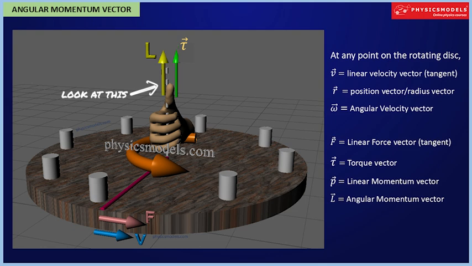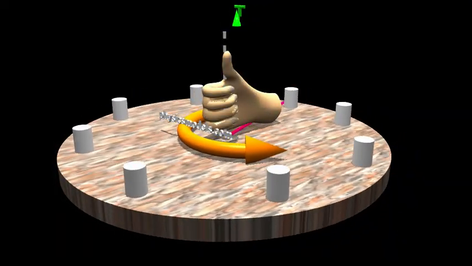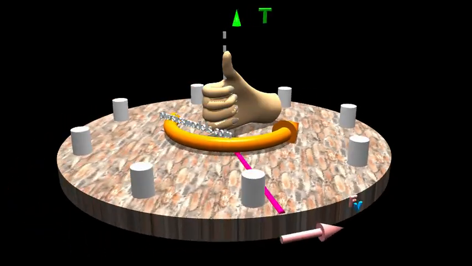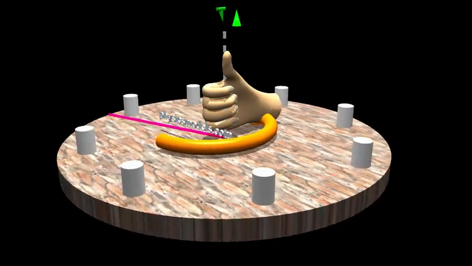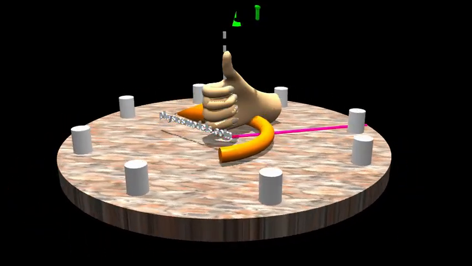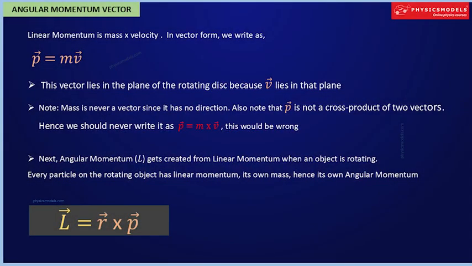Let us take a look at angular momentum. The direction of this vector happens to be the same as the direction for the torque vector and angular velocity vector. The reason is that angular momentum is a function of linear momentum. Angular momentum is radius vector cross linear momentum. It's a cross product of two vectors.